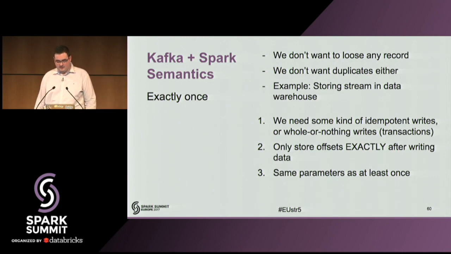Exactly once is probably what you will usually want, but it's also the hardest one to get right. So if your use case can have lower restrictions, try to go to the other semantics, please. The parameters are exactly the same as in at least once, but we'll need something more. We'll need some kind of idempotent writes or transactions. Usually in big data, you don't have this kind of thing, but we can manage to do so, we'll see it. And only store the offsets right after writing the data.